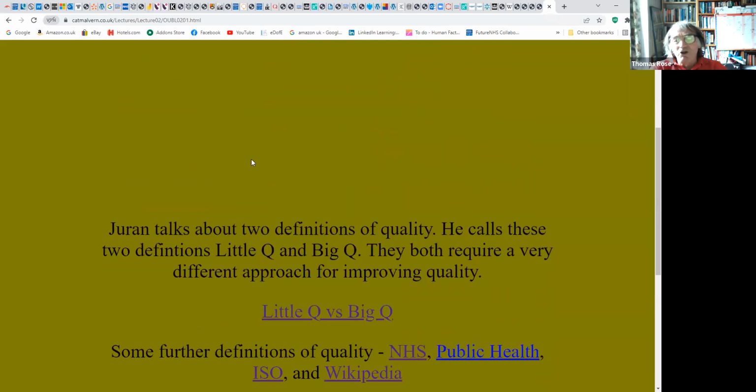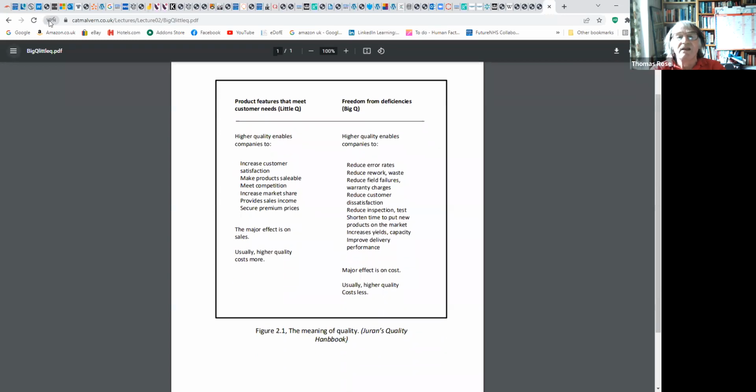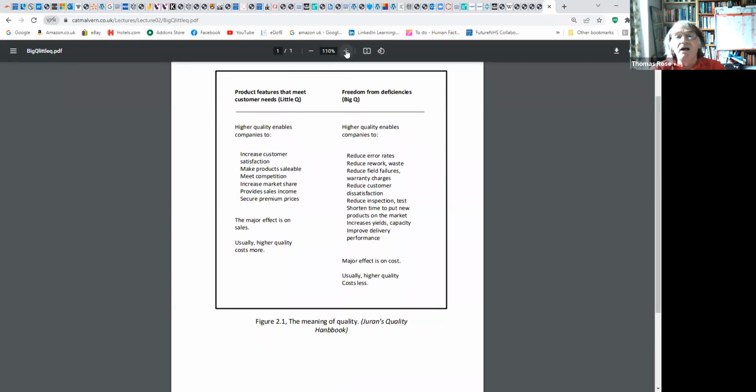And there are two definitions or two versions of quality. They're not really definitions. And Juran is very good at defining these two, and he calls them little q and big Q. So here we are.